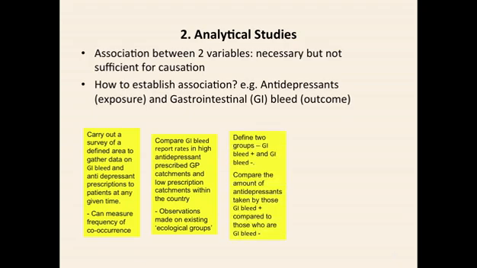Thirdly, I can define two groups: patients who have GI bleed, that is cases, and patients who do not have GI bleed, that is controls. I can then compare the amount of antidepressants taken by these two groups at some point in the past.